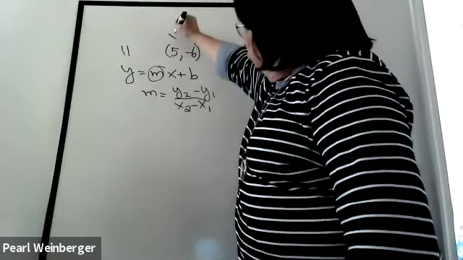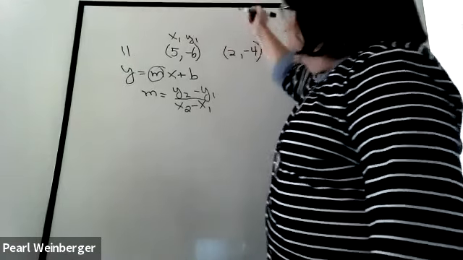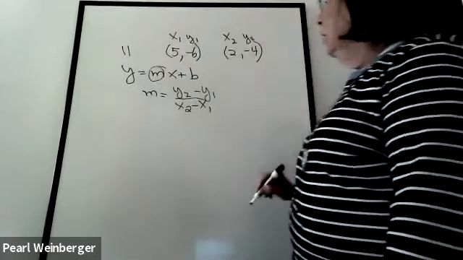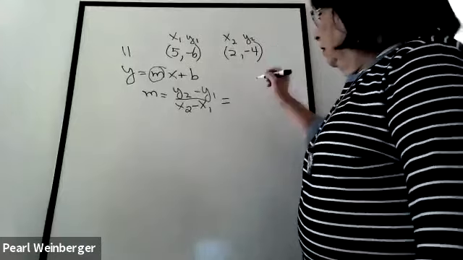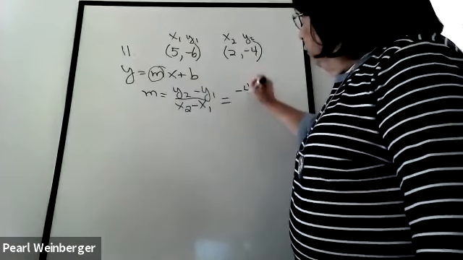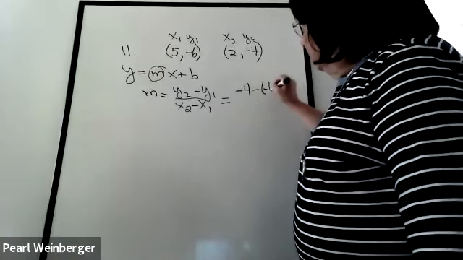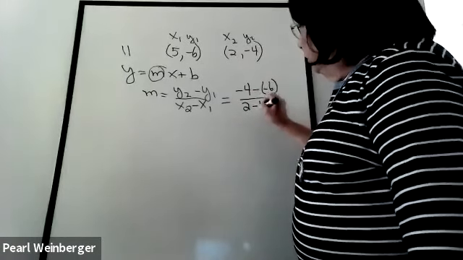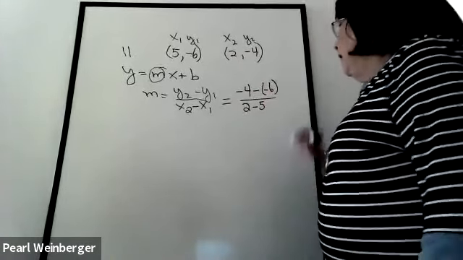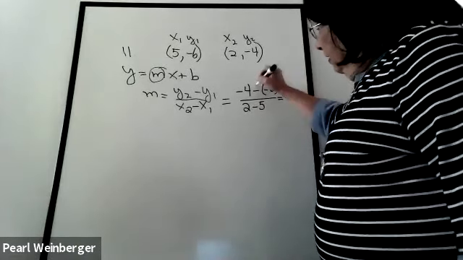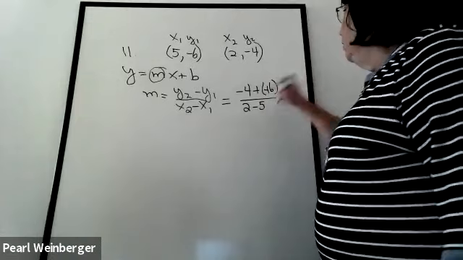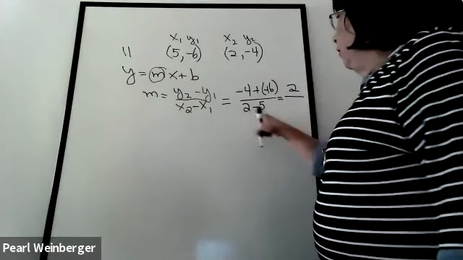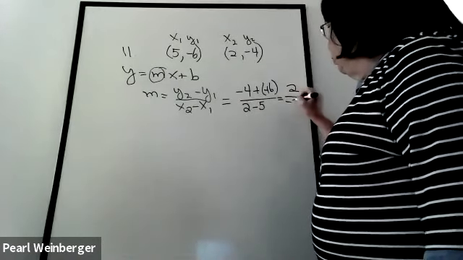Let's call this our x1, y1, again arbitrarily, and this our x2, y2. And sticking that into the formula, it'll be -4 minus -6 over 2 minus 5. And remember, again, a negative and a negative become a positive. So this is -4 plus 6, which is +2 over 2 minus 5, which is -3.